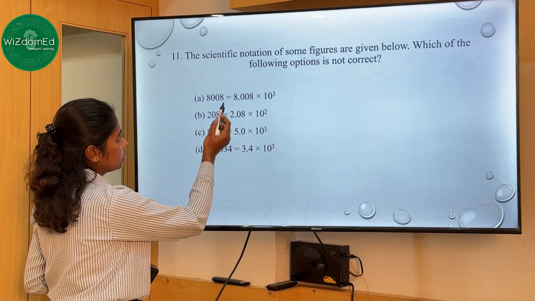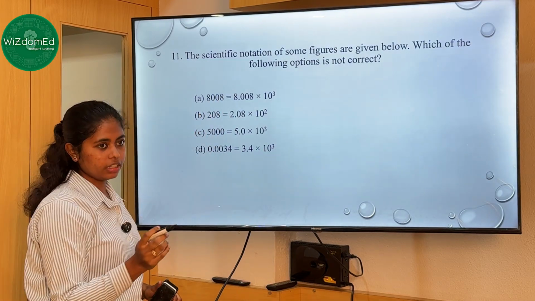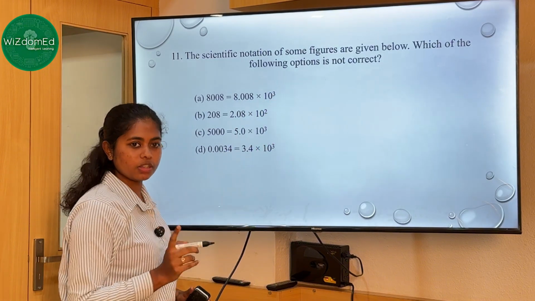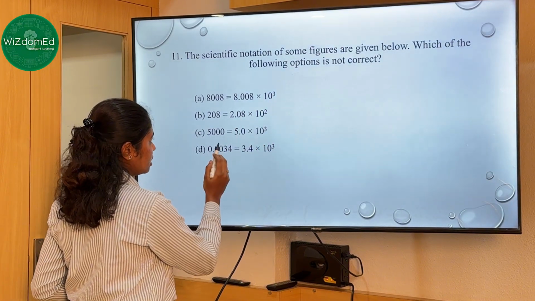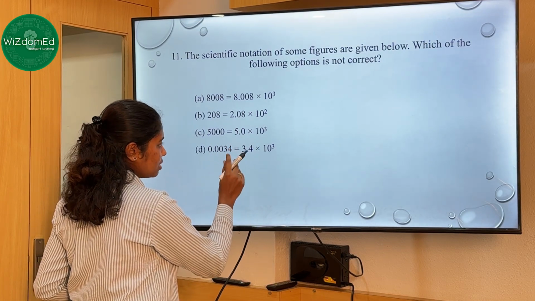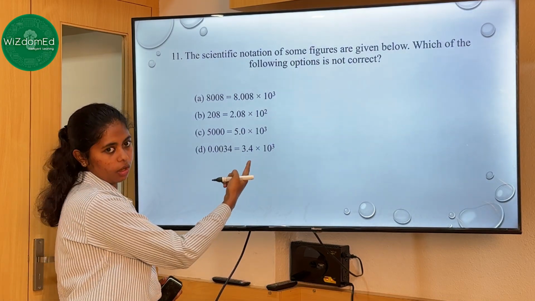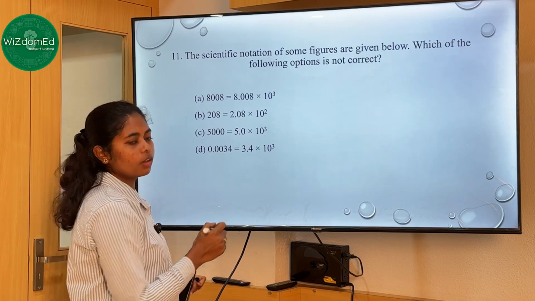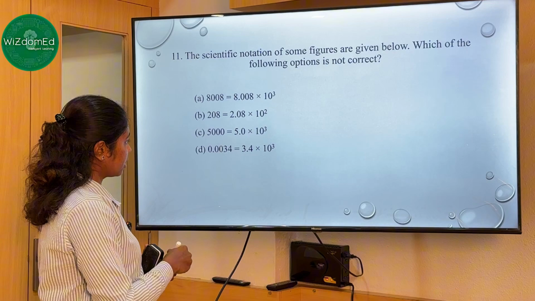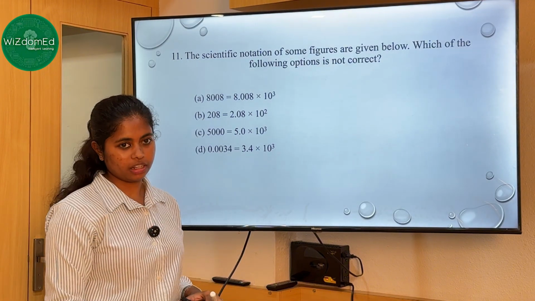In these questions, if the point is shifted from the right hand side to left hand side, the power is always going to be positive. But in this case, the point is shifted from the left hand side to right hand side. So in such cases, the power has to be negative. But here, it is positive. So this is the wrong answer. So the answer for this question is option D, which is 0.0034 is equal to 3.4 into 10 raised to power 3.